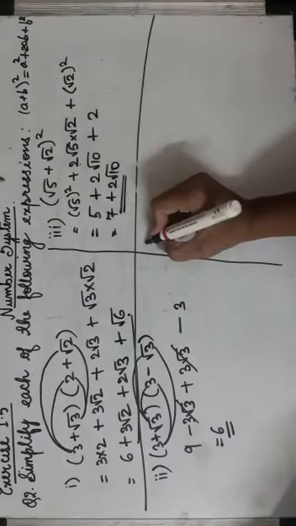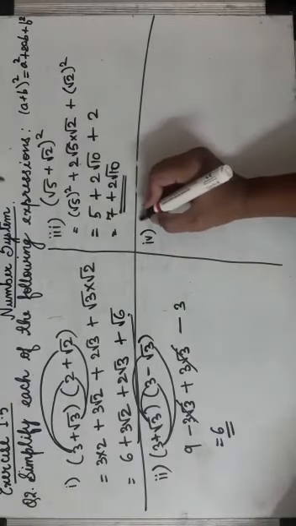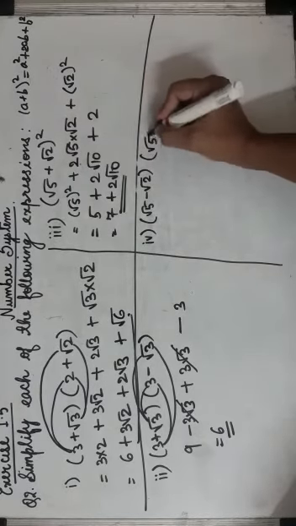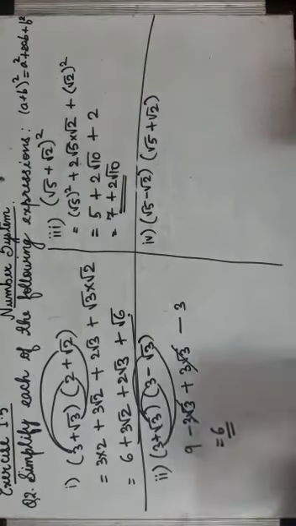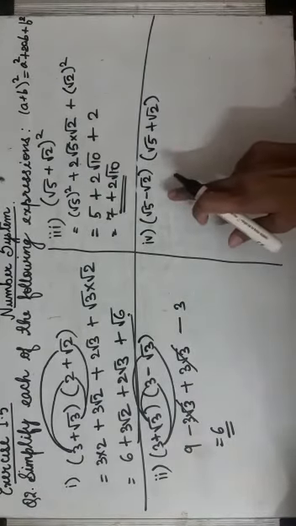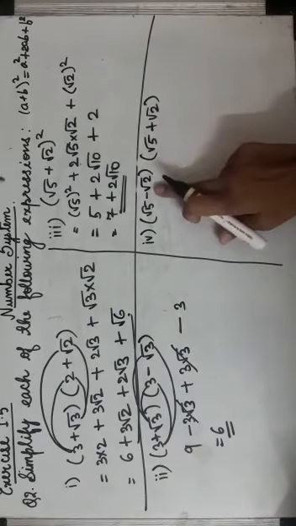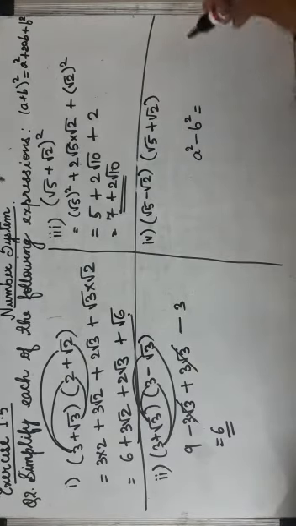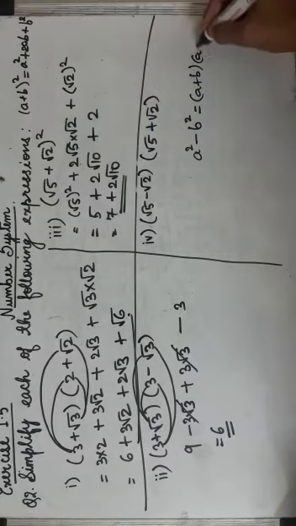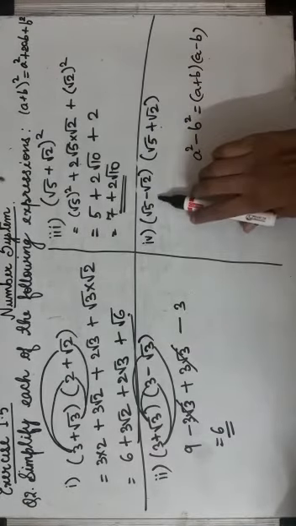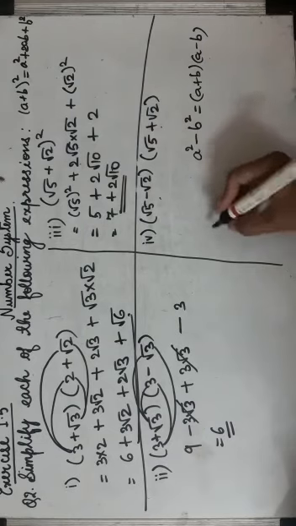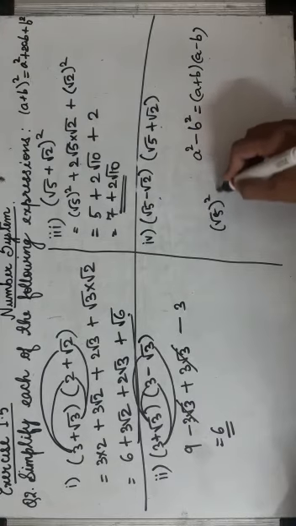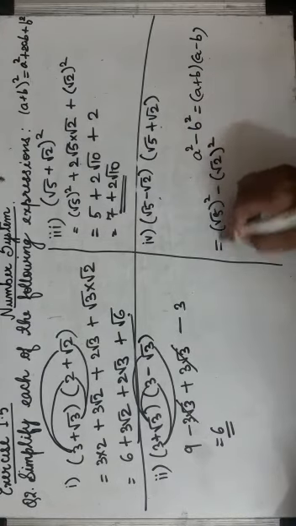Then the next expression is root 5 minus root 2 and root 5 plus root 2. Now if you notice, this is a formula, a plus b, a minus b. So a square minus b square is nothing but a plus b, a minus b. So we can write it as a square minus b square. What is a? Root 5, and b? Root 2. So root 5 square minus root 2 square will be its simplified form.